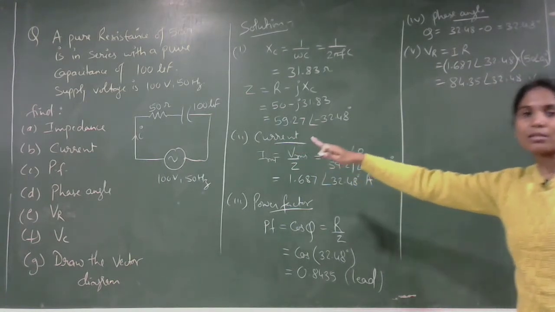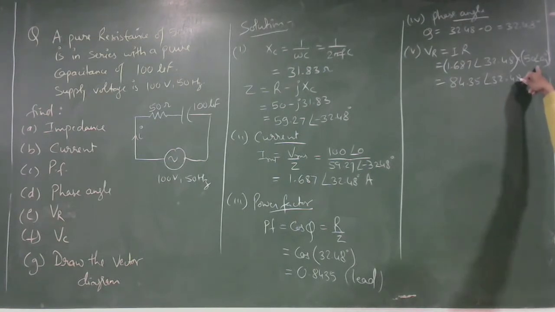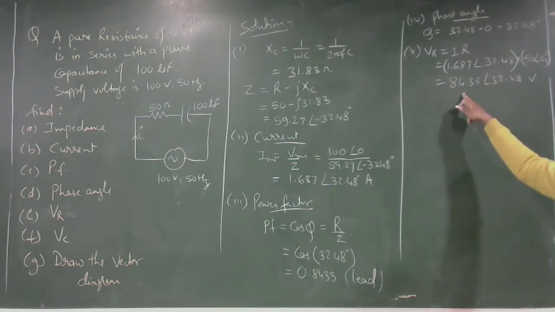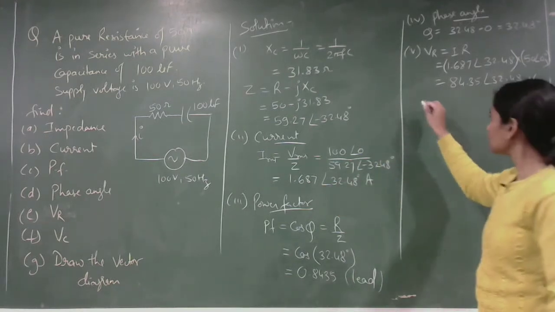And we know that resistance always has 0 degree phase shift, so that angle 0 has been represented here: 50 at an angle of 0. This value represents the resistance. Taking the product of these two, this is my value of VR. In a similar manner, I have to get the value of VC. That is my next bit.